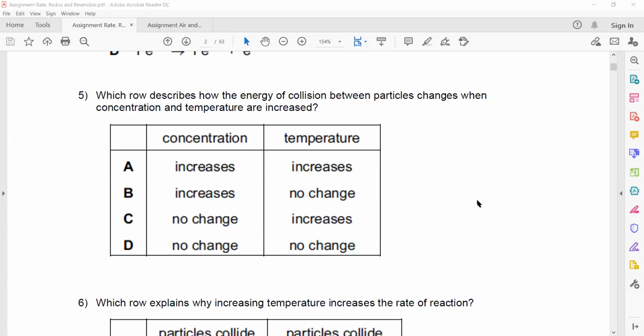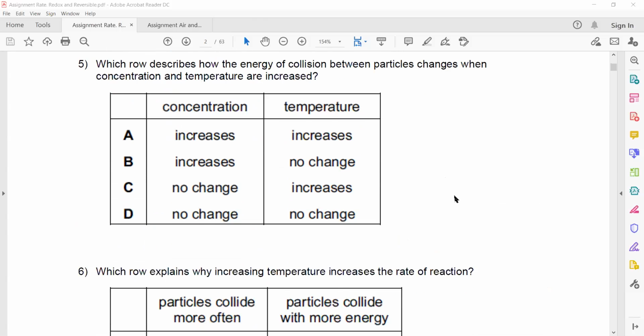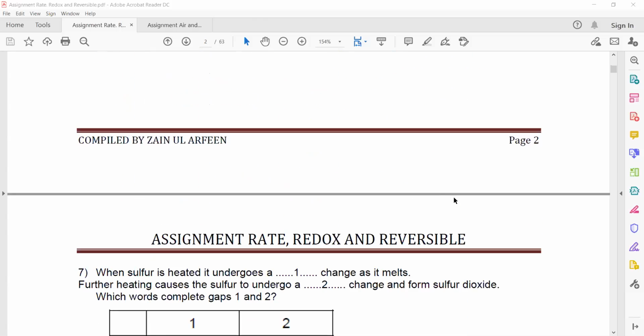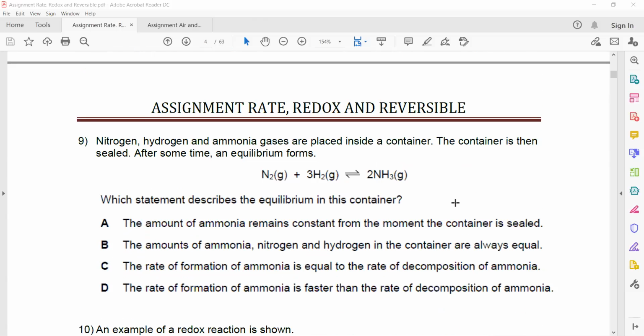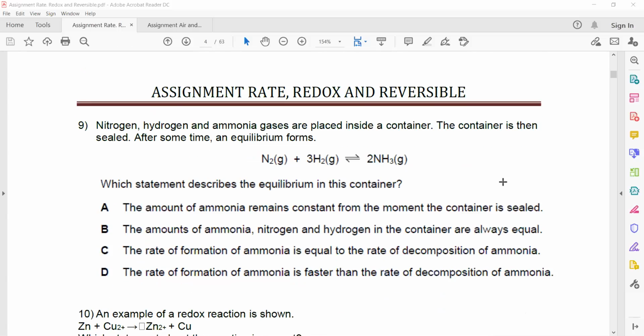Which row describes how this is related to the rate of reaction? Nitrogen, hydrogen, and ammonia gas are placed inside a container. The container is then sealed, so it does not allow anything to enter or leave. After some time, equilibrium forms. What is the meaning of equilibrium? Which statement describes equilibrium in the container? What's the right answer?